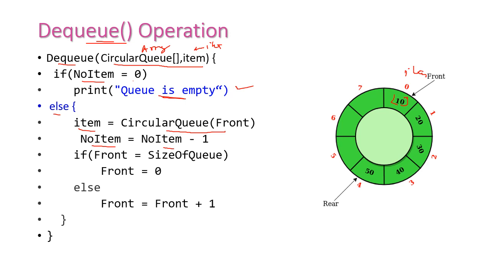So the total number of items will be decremented, and if front equal to size minus 1, that is, if the front pointer is here, then front equal to 0. The front should be here, isn't it? That should be reset to 0. Otherwise, front equal to front plus 1. Otherwise, front will be incremented here. Okay. So this is the dequeue operation in circular queue.